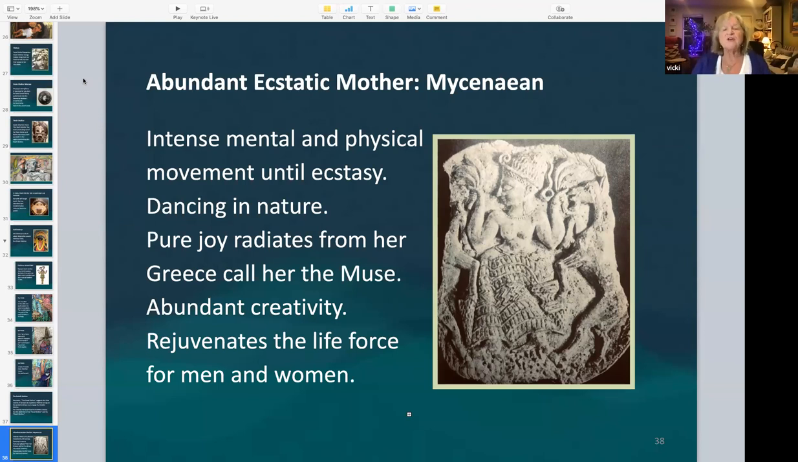The Greeks call her the muse, abundant creativity, and she rejuvenates the life force for men and women. So that's really a very important mother. And even here in the 21st century, there's a movement called Ecstatic Dance. It's an international movement.